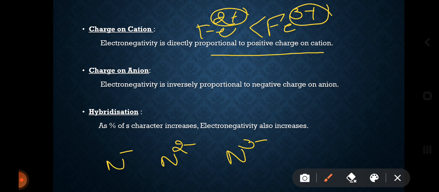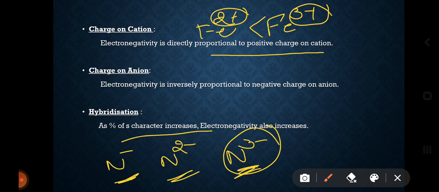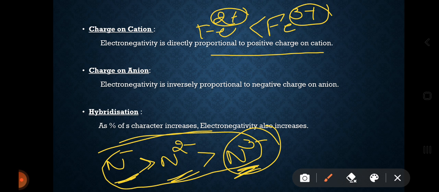Here you have negative ions, 3 negative charges are present. Will this negative charge again attract the electron which has the negative charge? Never. So here repulsion is more. Here repulsion is a bit lesser and here attraction is dominating the repulsion. When you consider these 3 examples, we can tell this is attracting very readily than this, and this is attracting very readily than this. So electronegativity is inversely proportional to the negative charge on the anion.